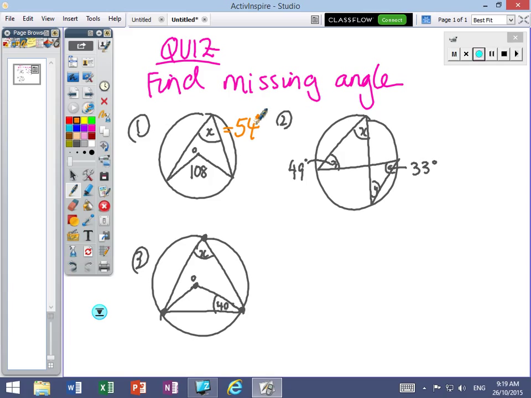Number 2, we've got two answers, x and y. New people. Amy? Okay, so you took both the answers off everyone else. Any reason? The same segment. We talk about the same arc. Okay, so x and 33 are sitting on the same arc, so they're equal to each other. And on the top arc, 49 and x and y were sitting on the same arc.